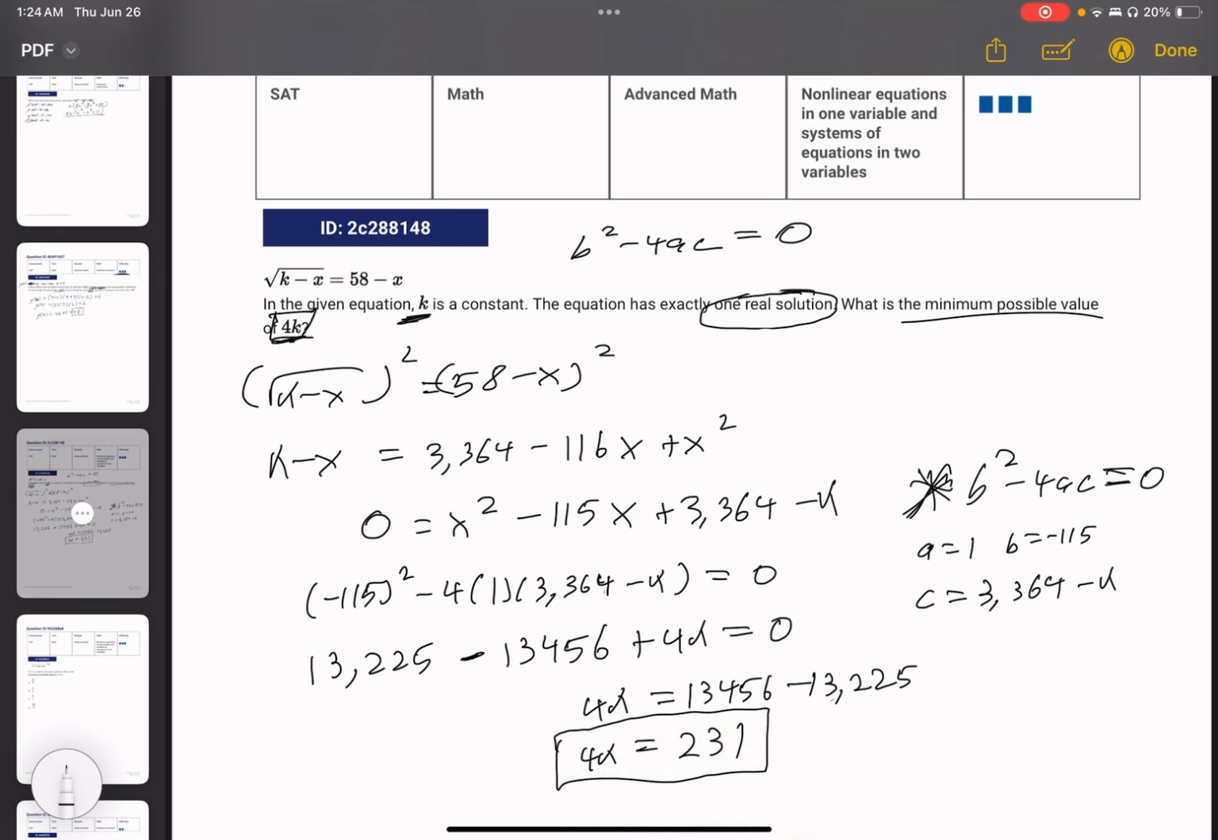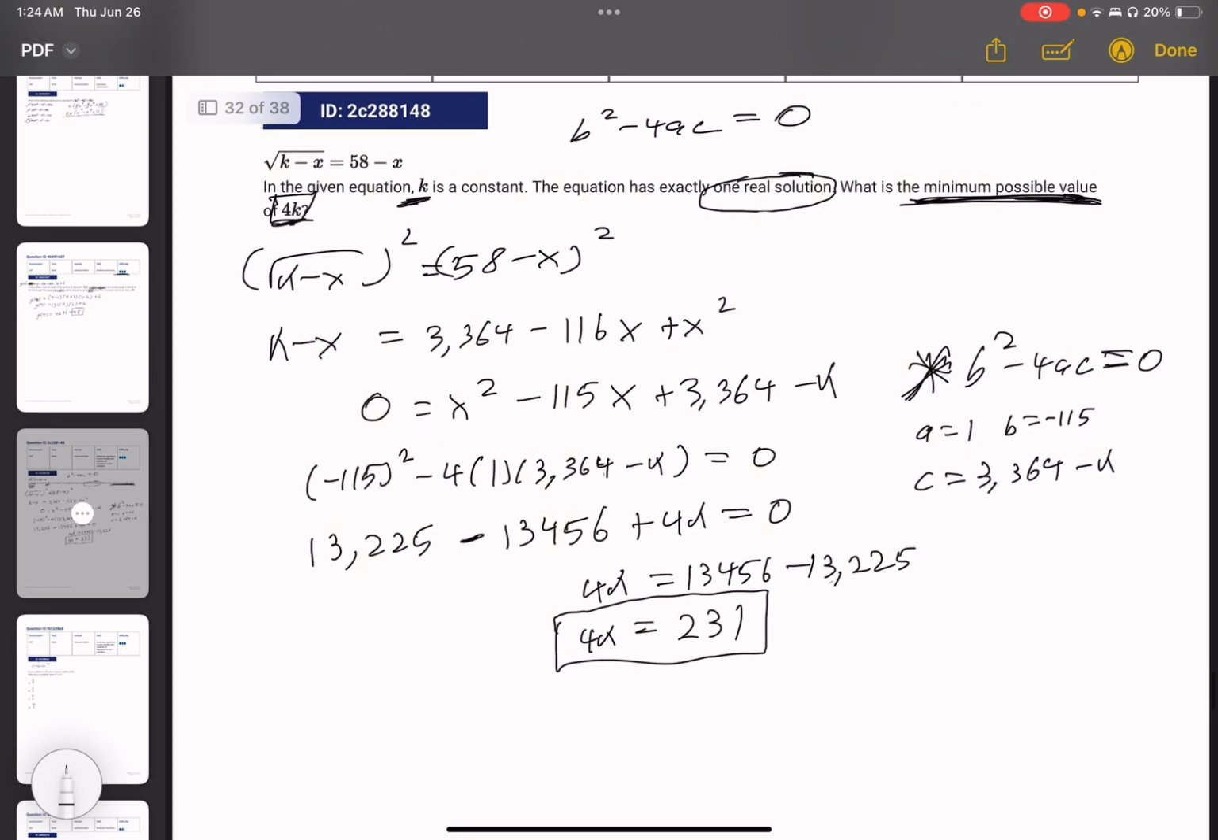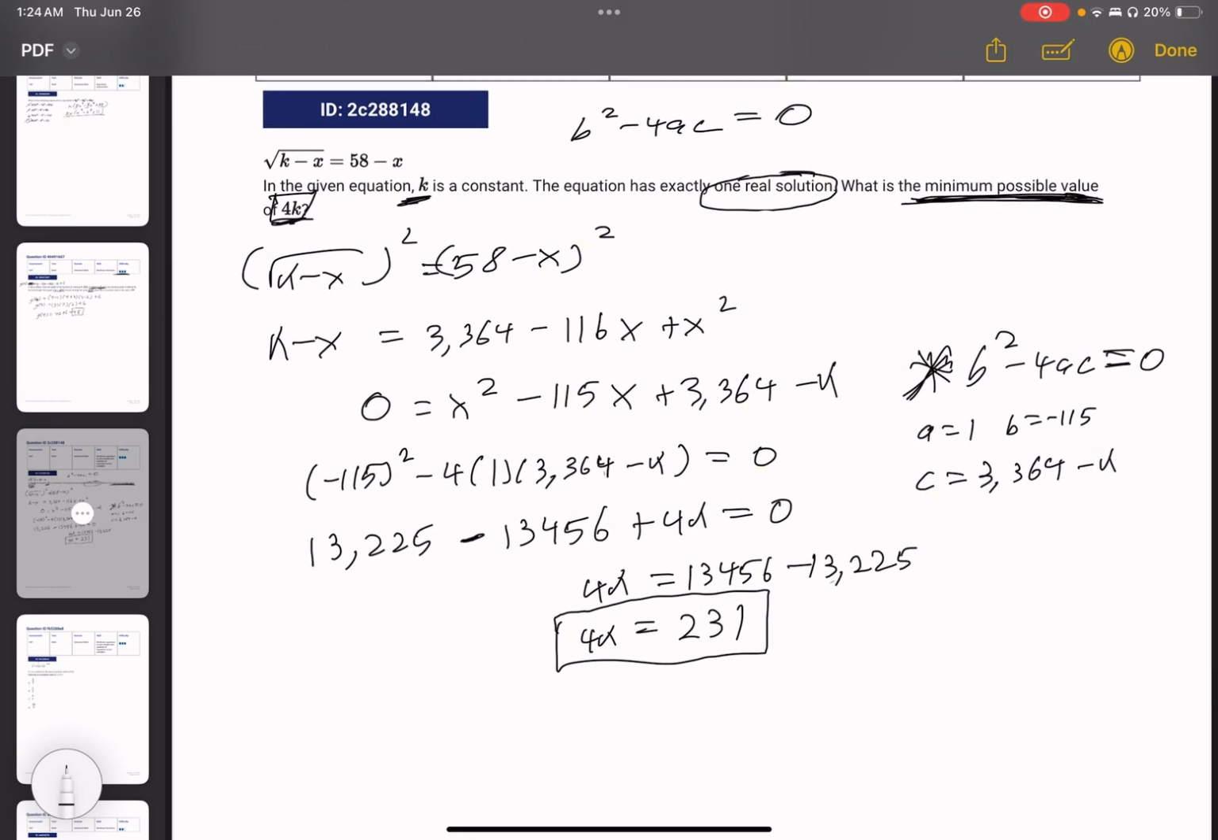However, what it means by the minimum possible value here, we're not going to go in depth to that because I don't really see a point since you can only really get to one answer anyway. Is this over here. So you have the equation as we said at the beginning, k minus x, square root of that, minus 58 over x.